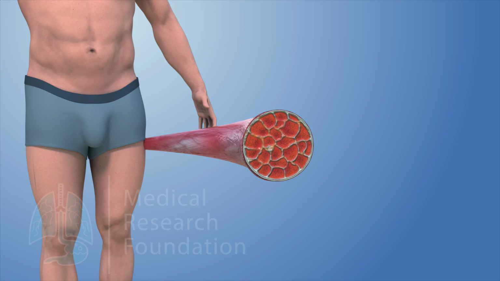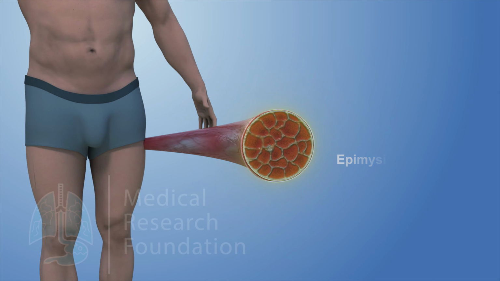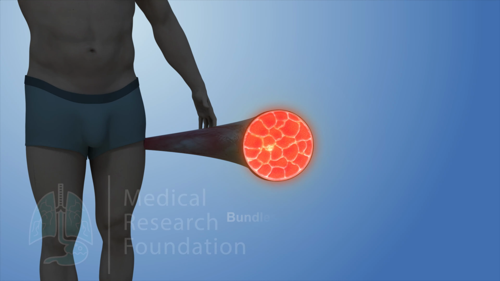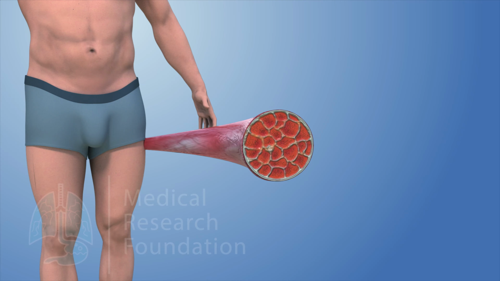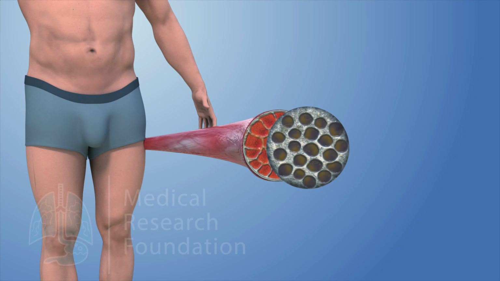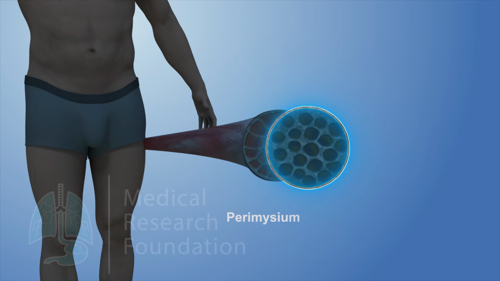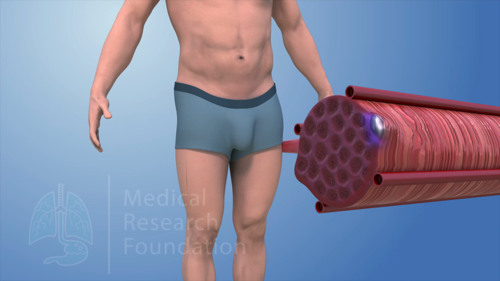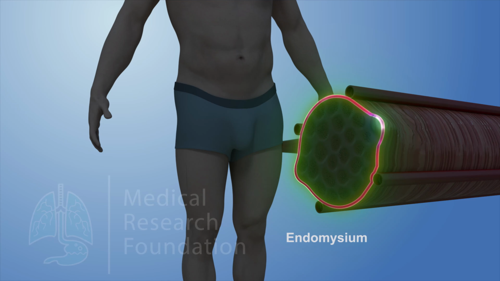Beneath the fascia, muscle is covered by a connective tissue sheath called epimysium. In the muscle, fibers are arranged in various groups called bundles or fasciculi. The connective tissue sheath that covers each fasciculus is called perimysium. Each muscle fiber is covered by a connective tissue layer called the endomysium.